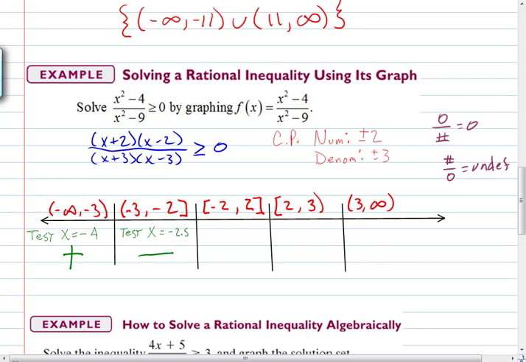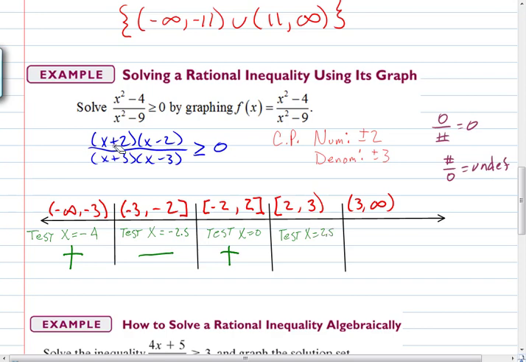Alright, then we're going to test what? I like 0. Makes the arithmetic easy. Well, that's a positive times a negative is negative, over a negative is positive. Negative over a negative is positive. Go to the next interval. What do you want to test?